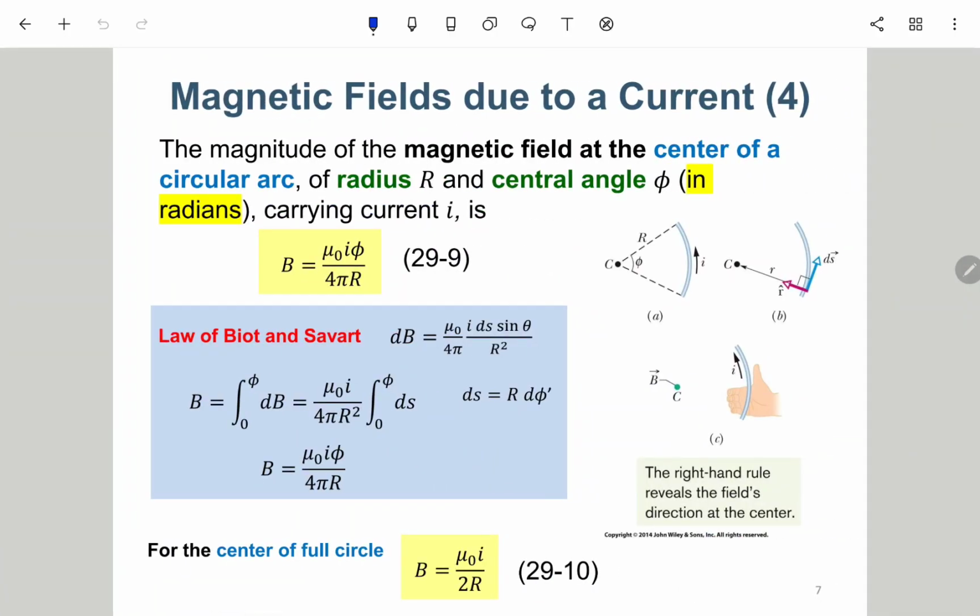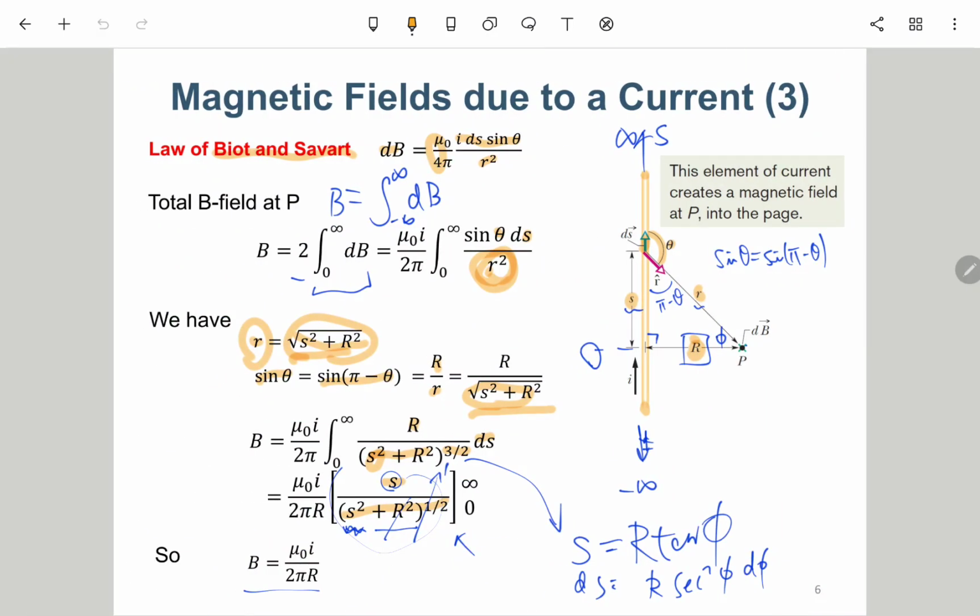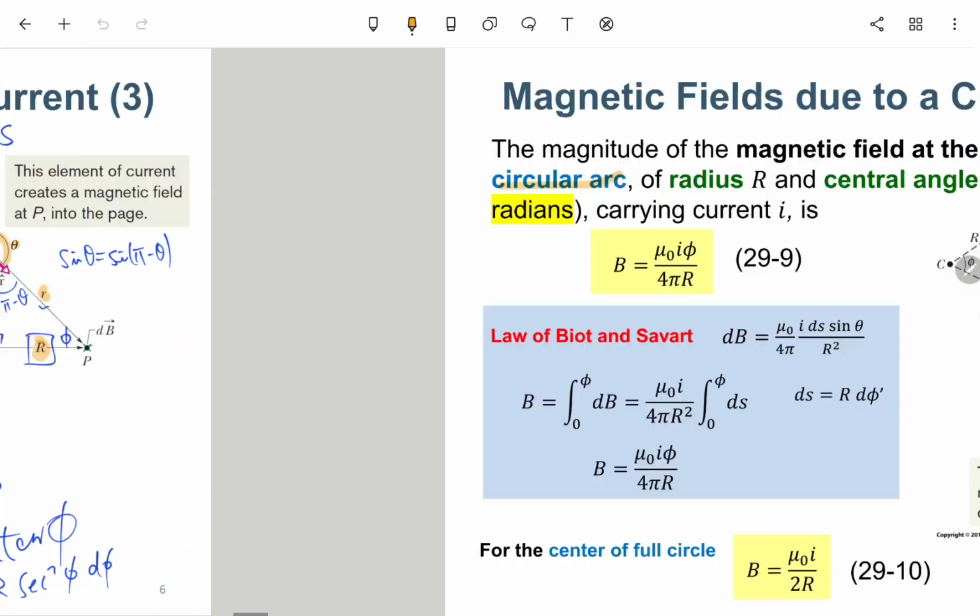Okay, so the next case is we have the magnitude of the B field at the center of a circular arc. It's a part of a circle, so it's a current loop. For the previous case, it's a long wire, an infinitely long wire, so it generates a B field of mu 0 I over 2 pi r.